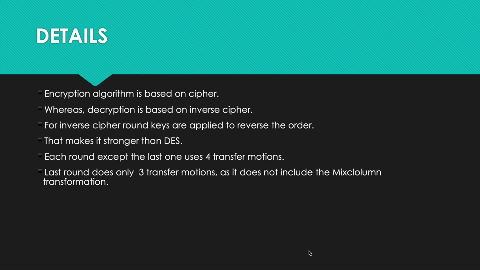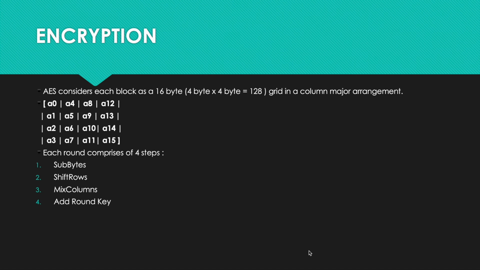Details. The encryption algorithm is based on a cipher, whereas decryption is based on an inverse cipher. For the inverse cipher, round keys are applied in reverse order. That makes it stronger than DES. Each round except the last one uses 4 transformations. The last round does only 3 transformations, as it does not include the mix columns transformation.